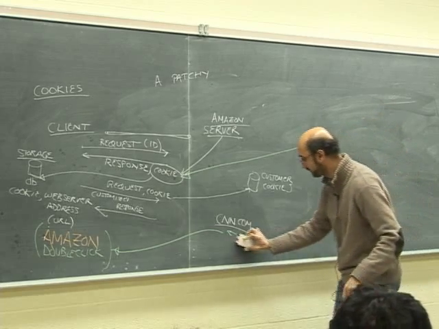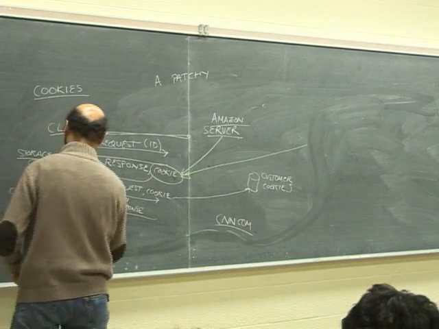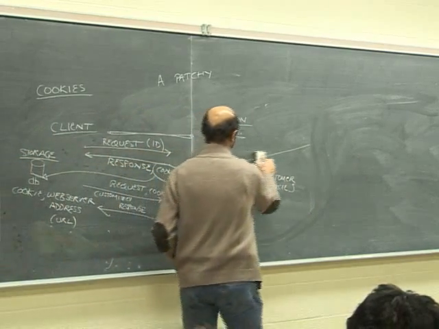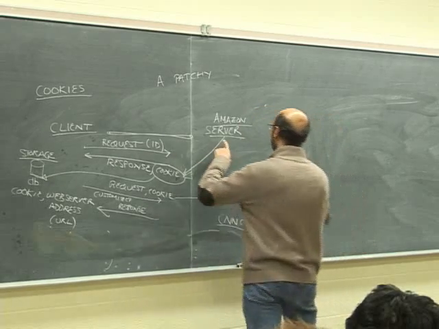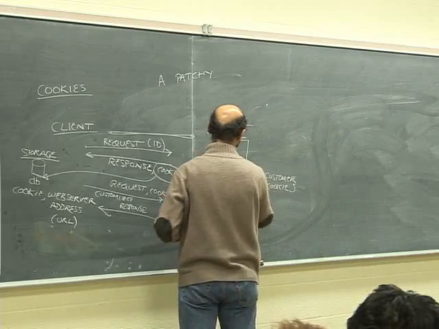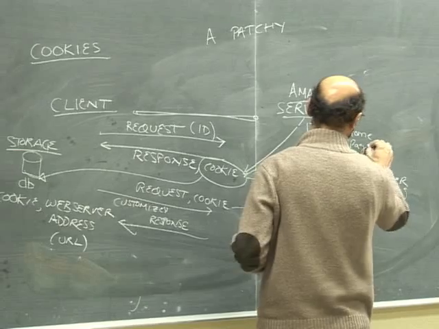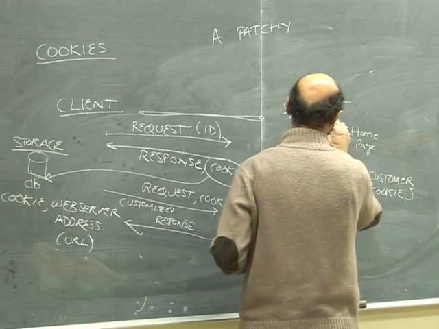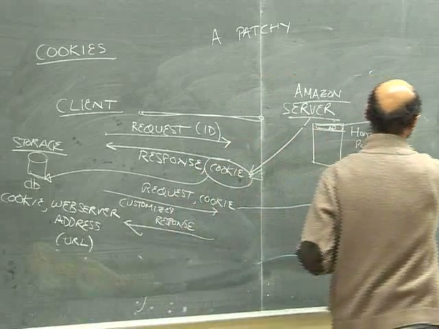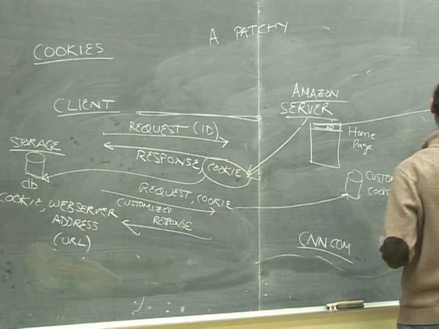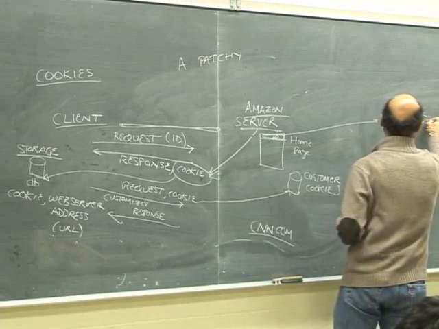And the way that works, so let me take this off for now. It's like this. So on the Amazon server, you have the home page, right? On top, there'll be an ad. Okay, some ad. It doesn't really matter what the ad is for. But the ad is going to be served by DoubleClick.